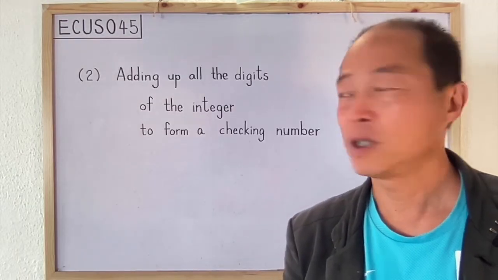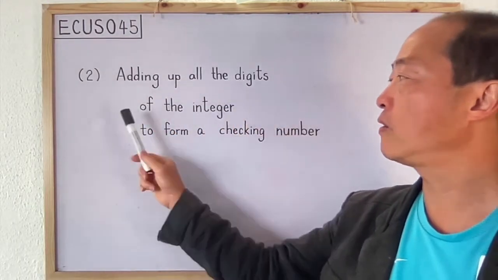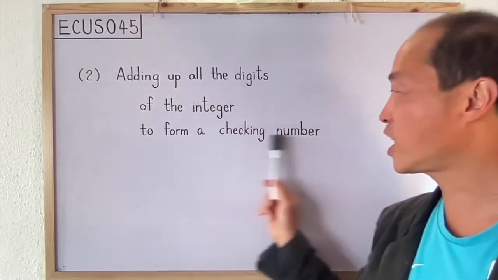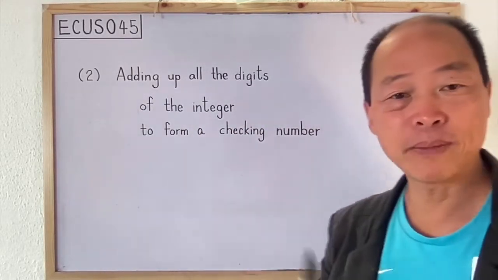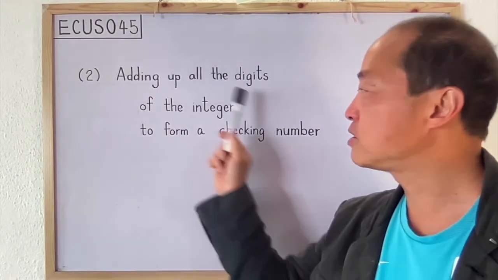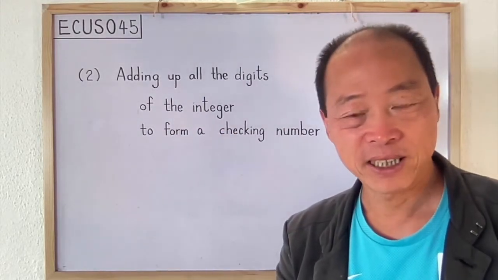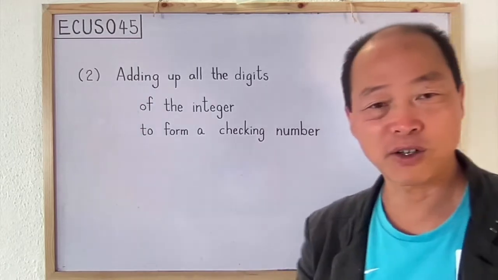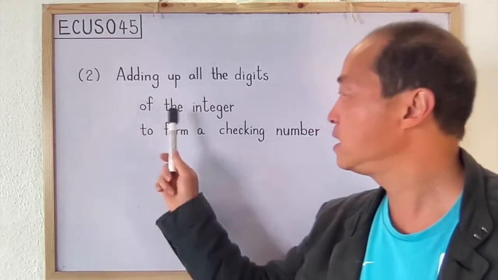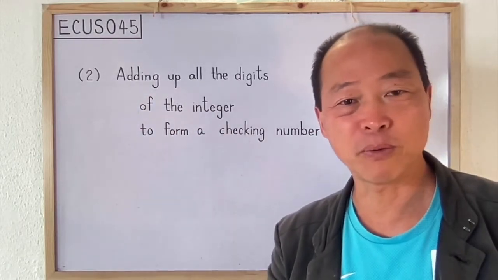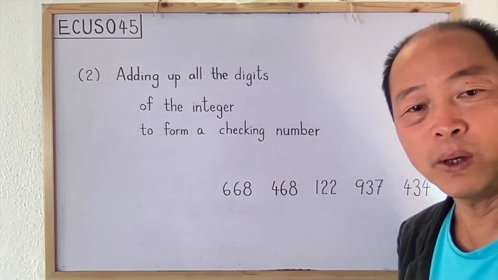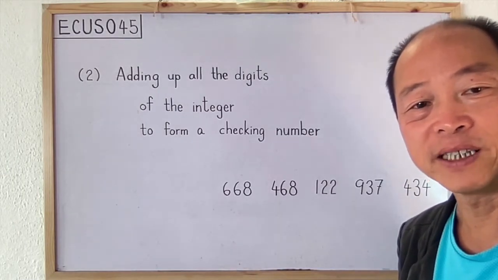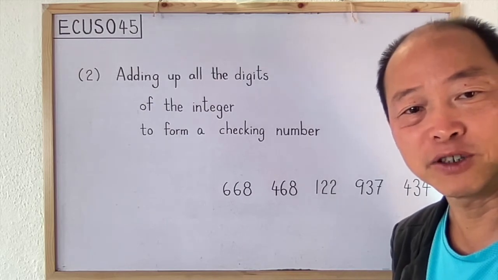Method 2. Adding up all the digits of the integer to form a checking number. If the checking number is a multiple of 3, the integer is a multiple of 3. If the checking number is not a multiple of 3, the integer is not a multiple of 3. Look at the 5 integers. Only one of them is a multiple of 3. Let's use method 2 to find it out.